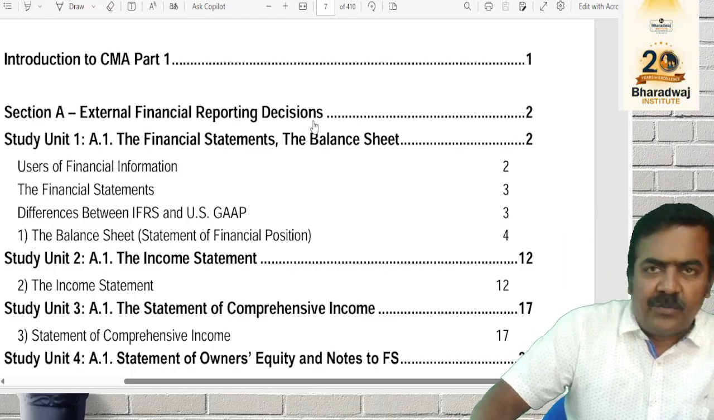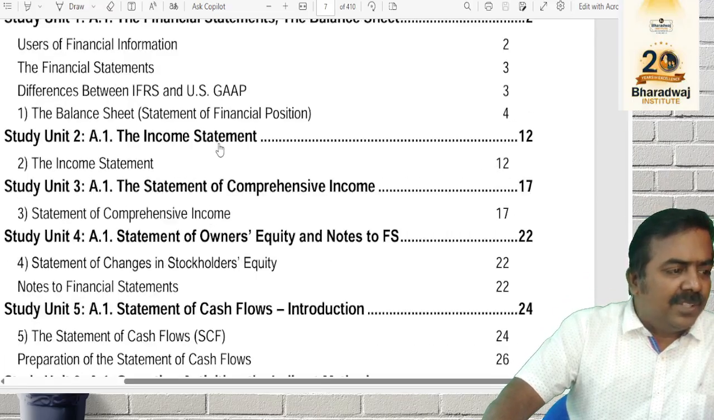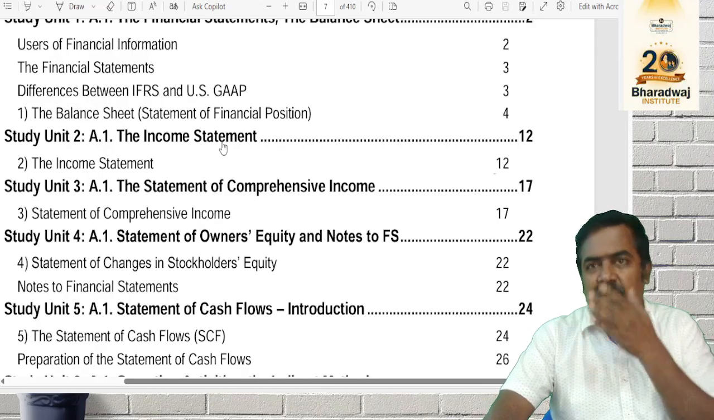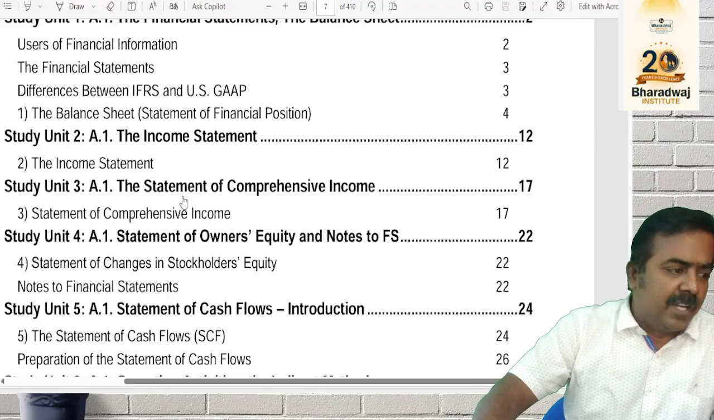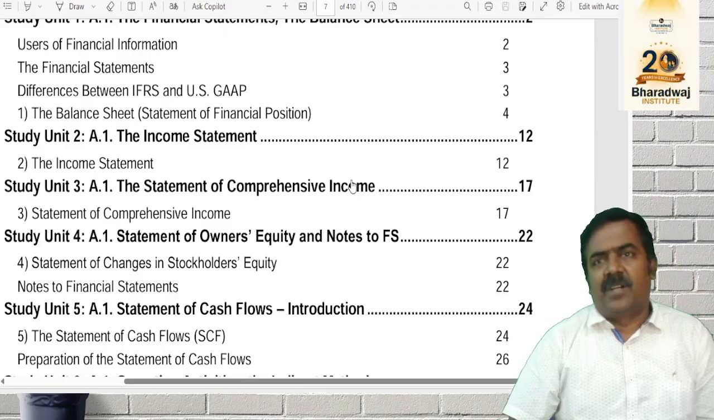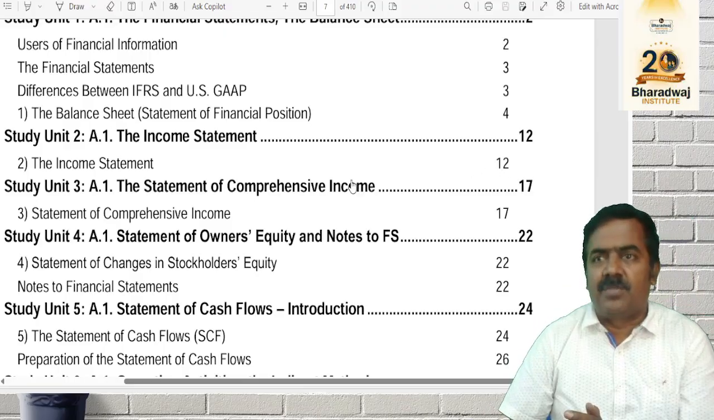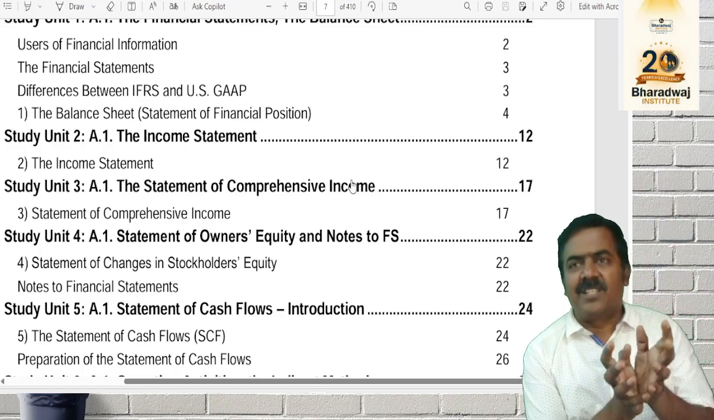The financial statement includes, number one, what? The balance sheet. Number two, income statement. In India, we call it the P&L account. For IFRS or US GAAP, they call it which one? Income statement, statement of comprehensive income. What is the statement of comprehensive income? It includes the income statement plus something called OCI, other comprehensive income.